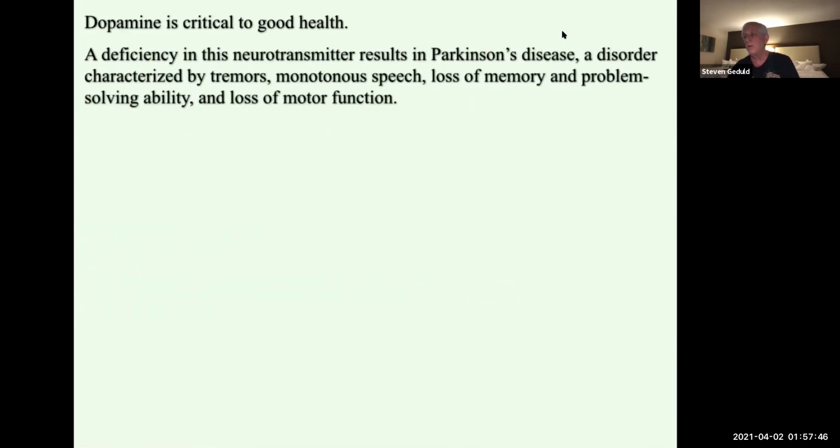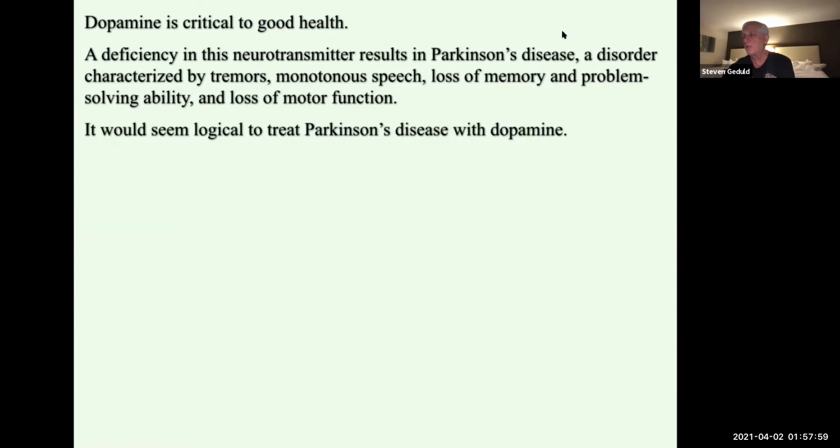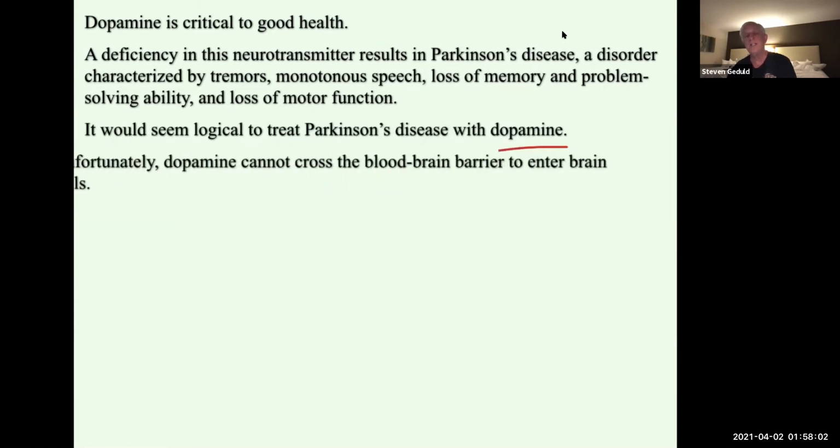Okay, a deficiency in the neurotransmitter dopamine results in Parkinson's disease, which is characterized by tremors, monotonous speech, loss of memory, problem-solving ability, and loss of motor function. It would seem logical to treat Parkinson's disease with dopamine, but you can't do that. Dopamine cannot cross the blood-brain barrier to enter the brain cells. In other words, dopamine is a neurotransmitter inside the brain. If you take dopamine, it doesn't get to the brain because the brain has what's called a blood-brain barrier, and it prevents things from getting to the brain that don't belong there, or that the body doesn't want there. So it blocks things from entering it.